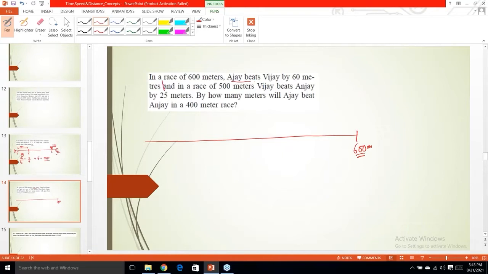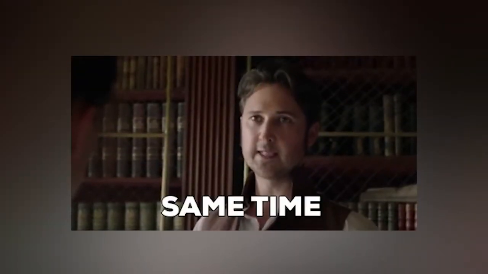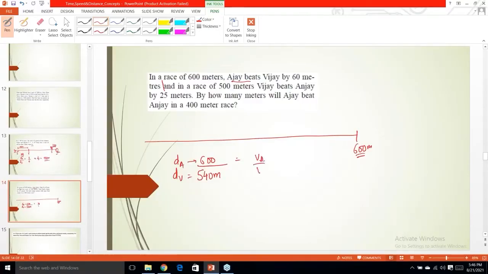Read till here only. Ajay beats Vijay by 60 meters, which means that when the distance traveled by Ajay is 600 meters, obviously the distance traveled by Vijay will be 540 meters. Since they travel for the same time, this is also going to be the ratio of their speeds, with Ajay and Vijay, which is 10/9. Is this part clear? Clear to everyone?